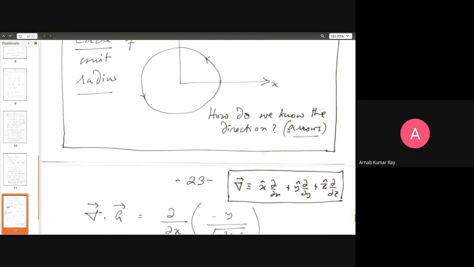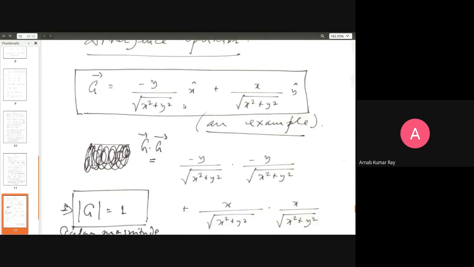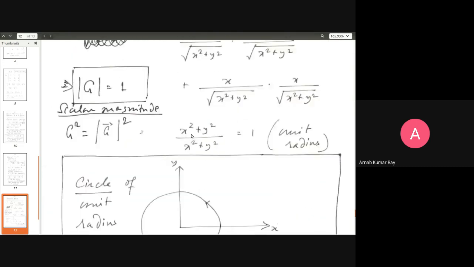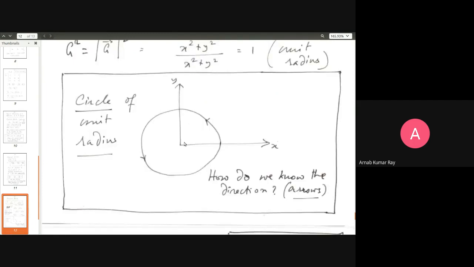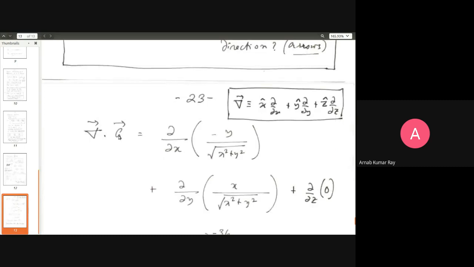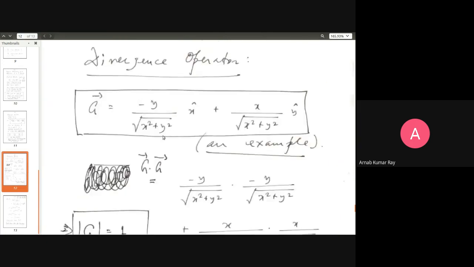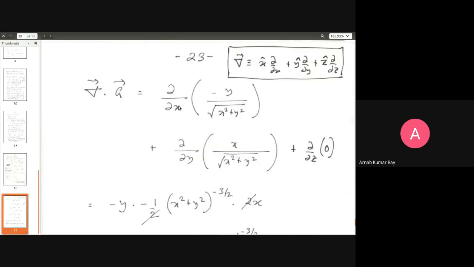How do we know the direction? That is to say, the arrows. Now I'm asking you to find the divergence of this operator. You should be able to make an educated guess that the divergence of this vector will be 0. Let's see how. Del dot G is what? Del x of the x component of G, plus del y of the y component of G, plus del z of the z component of G, but G doesn't have any z component, therefore that is equal to 0.